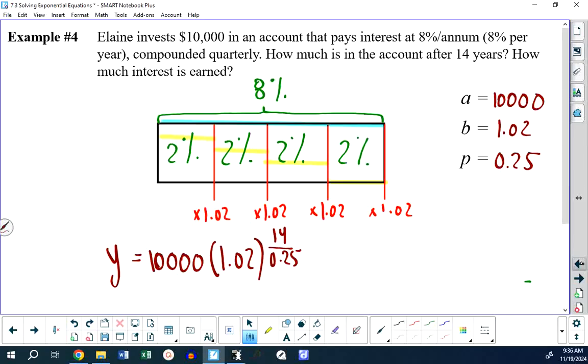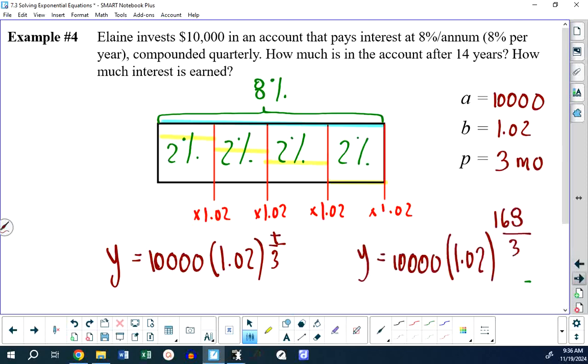What does that mean? It means that the factor of 1.02 has been applied 56 times. I would like you to take 168 divided by 3. 56. So it's still applied the same number of times. And that's all that's important. I've said that from the beginning, that exponent is simply the number of times the application of the base has been applied.